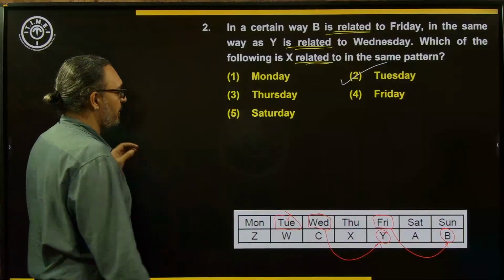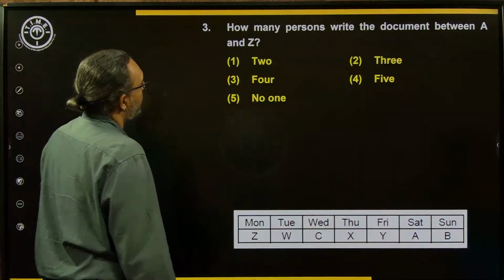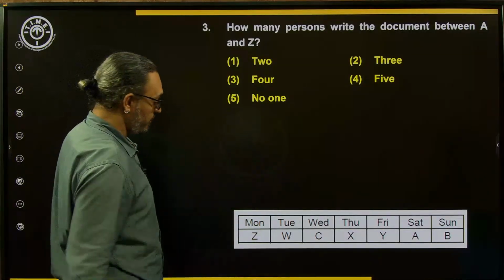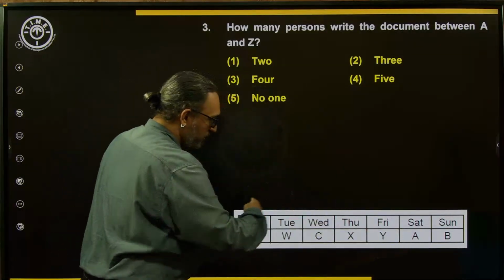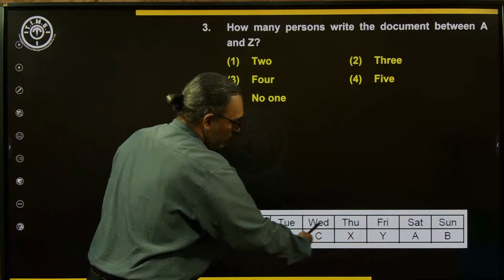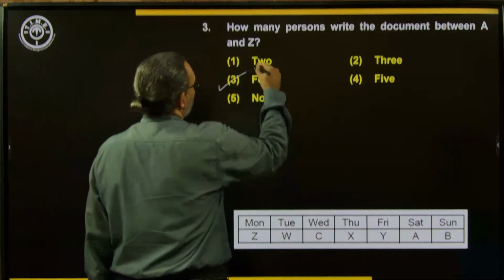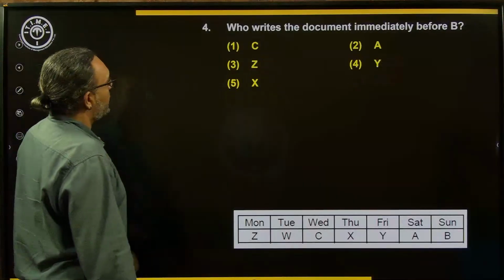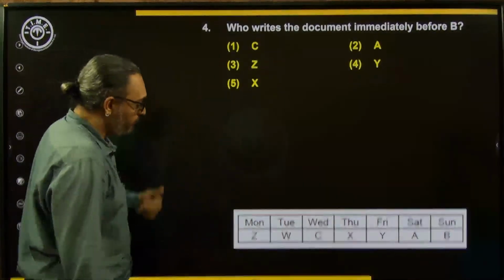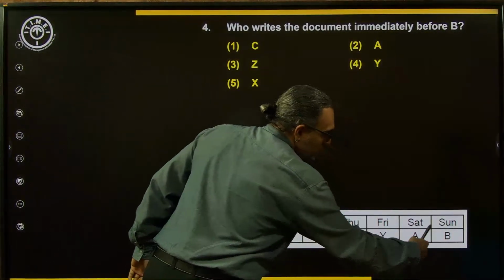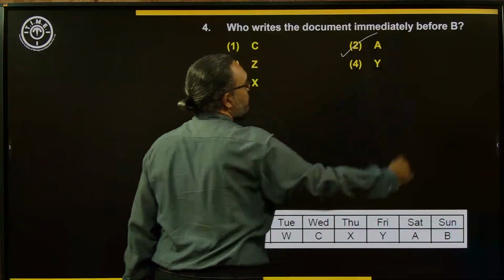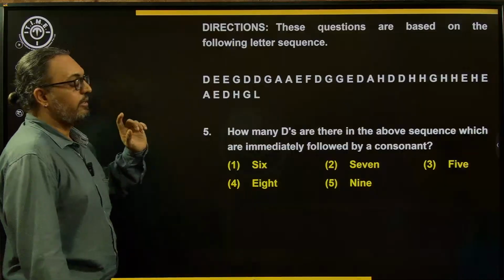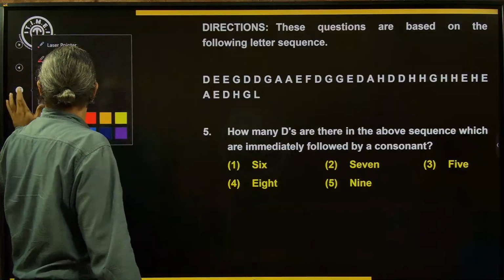Correct? Right. The next, how many persons write the document between A and Z? Okay. Between A and Z means between Monday and Saturday, how many are there? There are 4 people. So third option, 4. Then who writes the document immediately before B? Immediately before B you have A, and that's available in choice 2. Right, so those are the questions you have in that set.